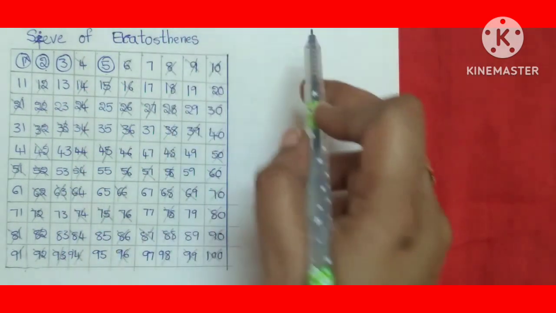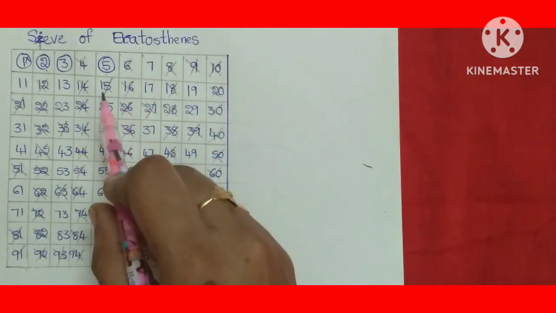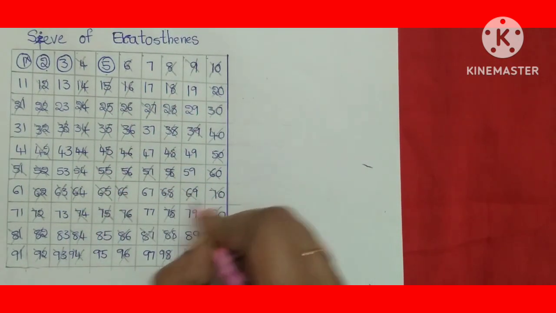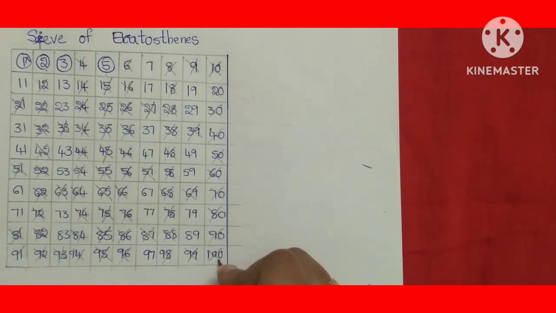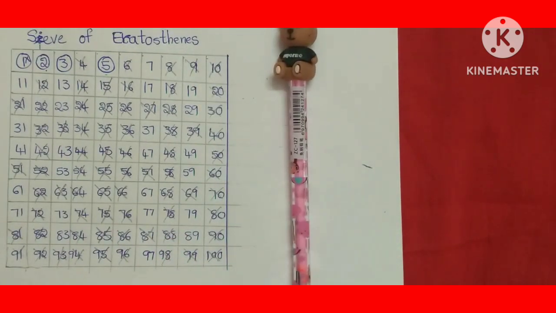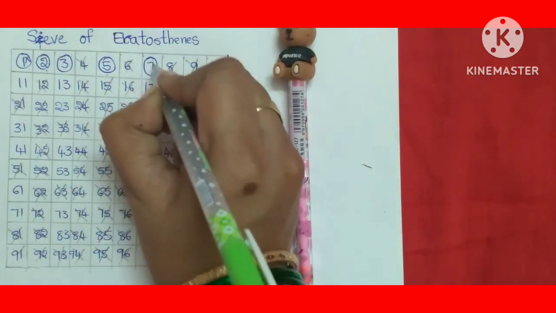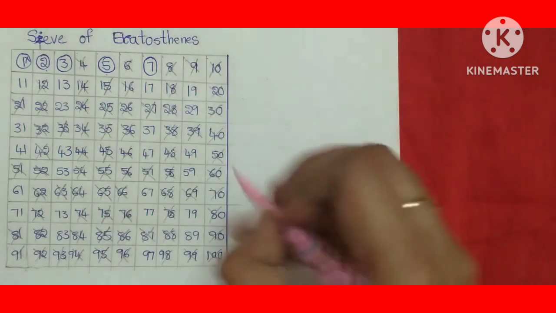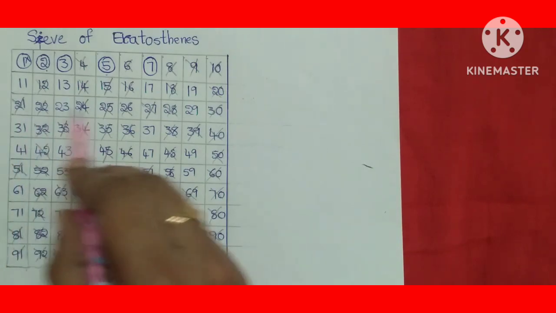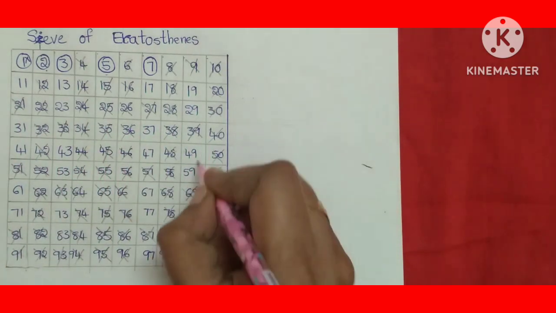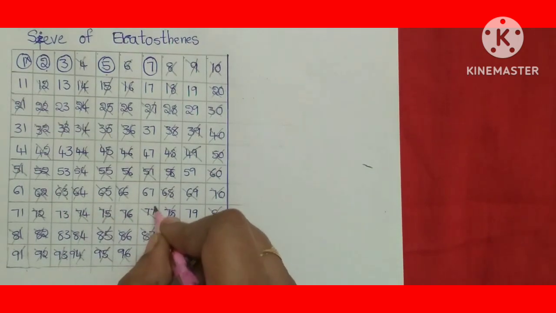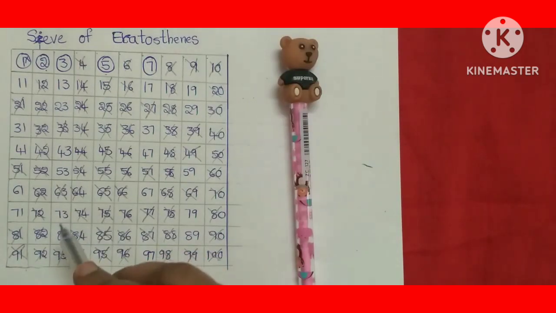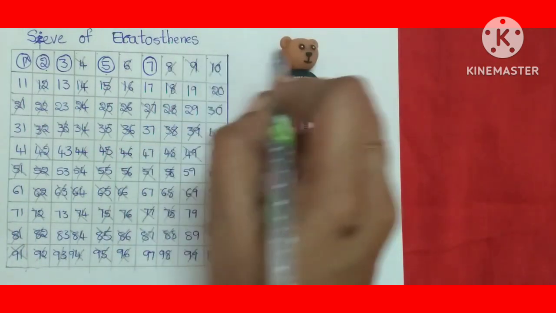It is a prime number, that's why we are rounding the number 5. Now we are crossing the multiples of 5. Those are 10, 15, 20, 25, 35, 40, 45, 50, and like that up to 100 we cross all the multiples of 5. Now we have 7. 7 is a prime number, so we are rounding the number 7. Now we are crossing all the multiples of 7. Those are 14, 21, 28, 35, 42, 49, next 56, 63, 70, 77, 84, 91 and 98.